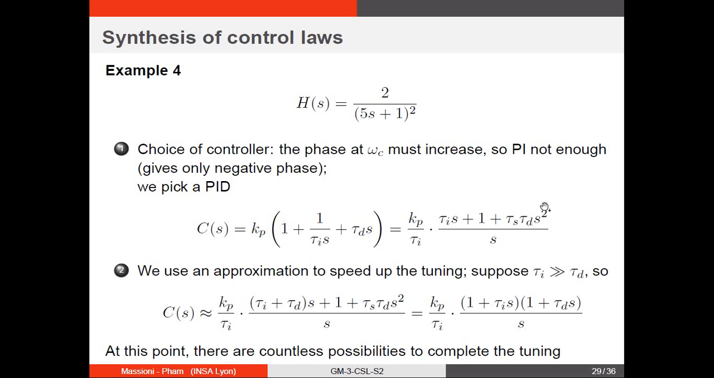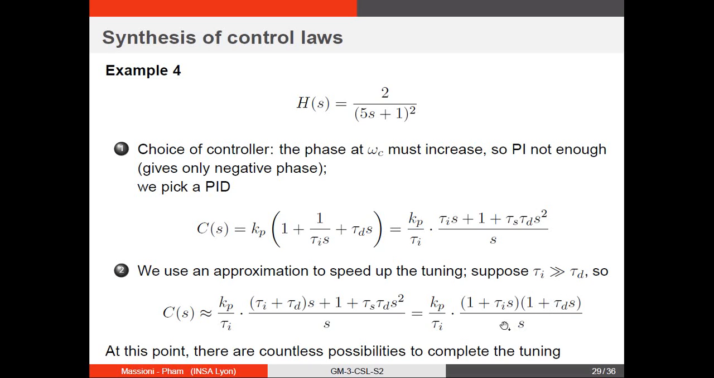So the PID, you can write it like this. Work out the products, you get this stuff over here. If we make the approximation that we said earlier on, that usually tau I is slower than tau D, so it's bigger than tau D, you can just sum tau I and tau D together and make them equal to tau I. So basically you can use this approximate formula over here, which is nice because you can separate the numerator into two contributions. One is, let's say, a low frequency zero, and the other is a higher frequency zero if you wish.